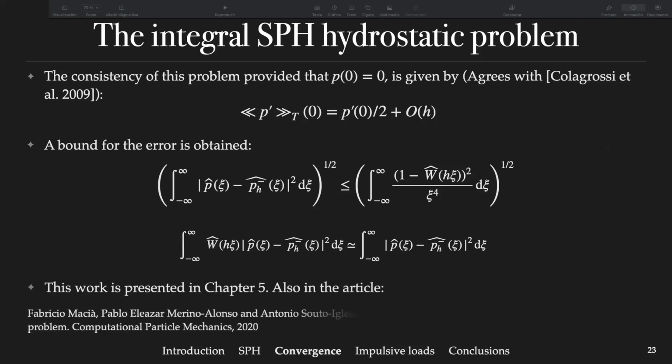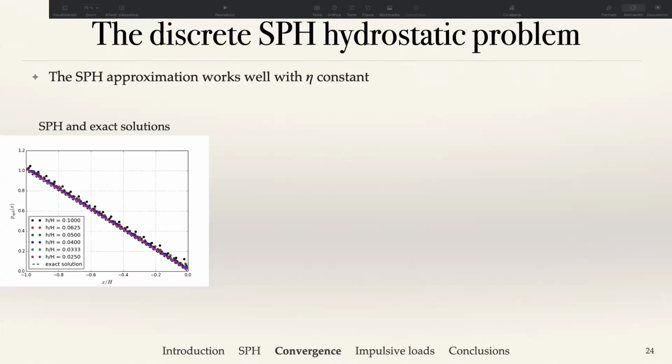Simply, the details are included in chapter 5 and also were published in this article in Computational Particle Mechanics. But when going to the discrete, what we found is that when we pick constant values of the eta parameter, at first we selected several values, and we observed that the SPH solutions converge towards the hydrostatic field. So here I have depicted in the vertical axis the pressure, and in the horizontal axis the x coordinate, so the depth. These SPH fields converge toward the hydrostatic pressure.